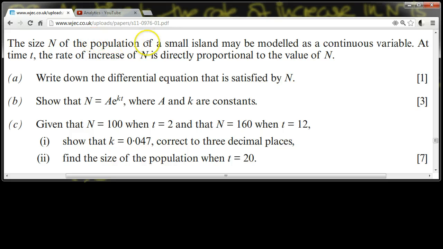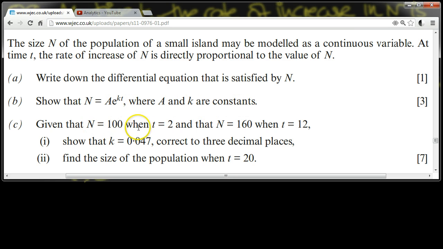The size n of the population of a small island may be modelled as a continuous variable. At time t, the rate of increase of n is directly proportional to the value of n. Write down the differential equation that is satisfied by n. Show that n is equal to a e to the kt where a and k are constants.